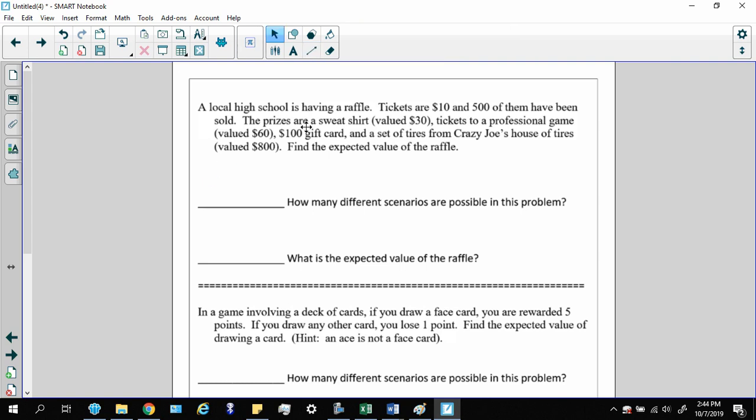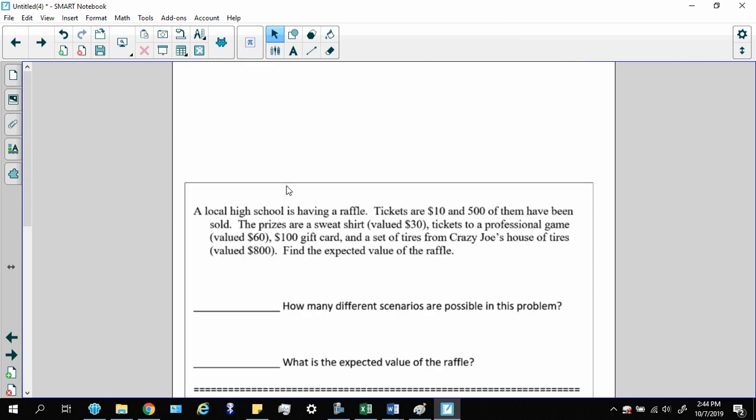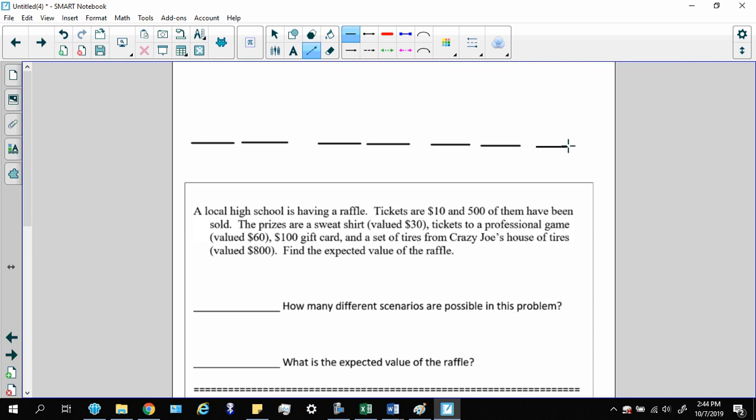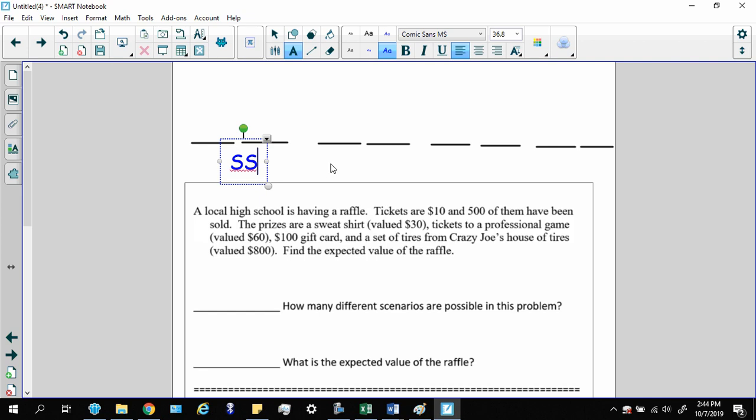I'm just going to scroll that down so I have more room to write here. 1, 2, 3, 4, 5, 6, running out of room, 7, 8. This represents the sweatshirt. This represents if we win the gift card, GC. This represents the tires. And this is if you're a loser.